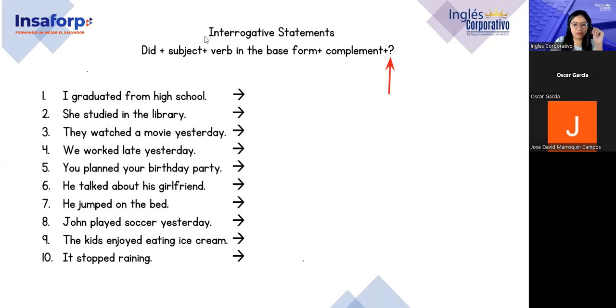Ok, number one. En base a esta fórmula, ¿cómo nosotros haríamos entonces la primera pregunta? What do we need to have at the beginning? Did you graduate from high school? There you go. So, me dicta entonces, paso por paso. Auxiliary. Did you? Why you and not I? Did I? La misma redacción. Did I graduated? Did.